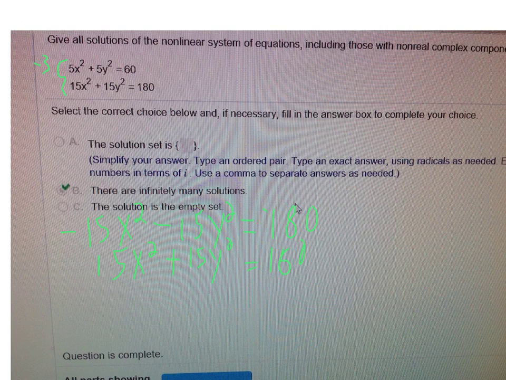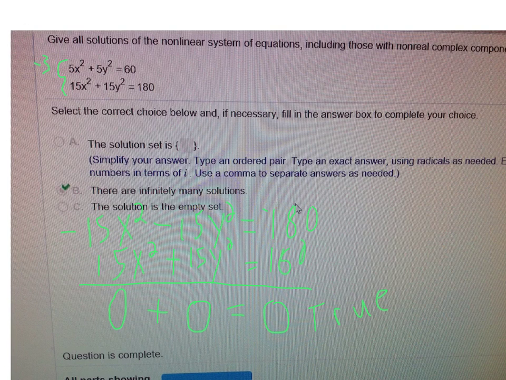And now I add. So you add, you have 0x squares. You also have 0y squares. And you have 0 here. Well, that's a true statement.